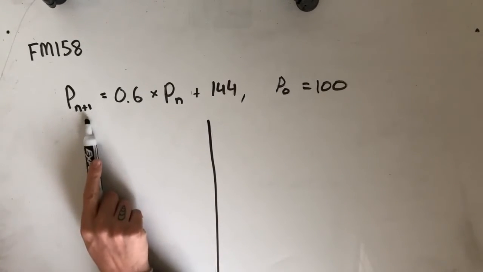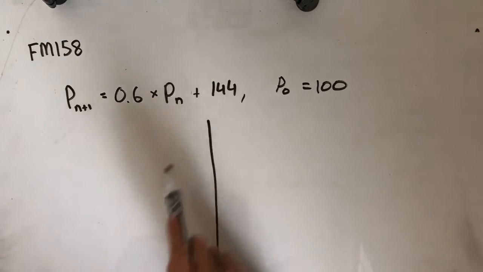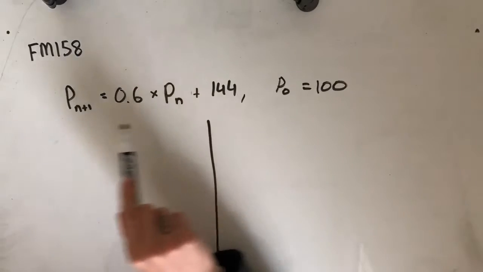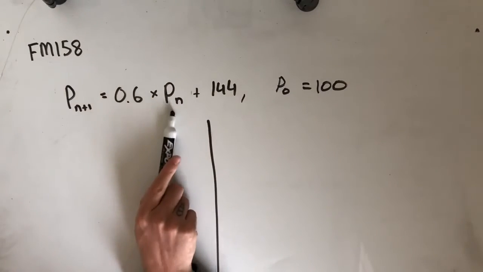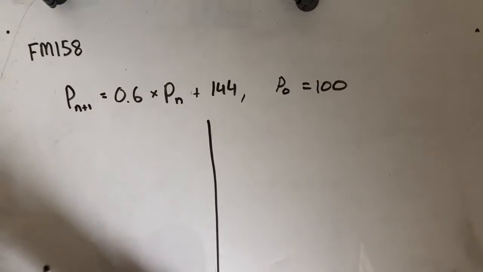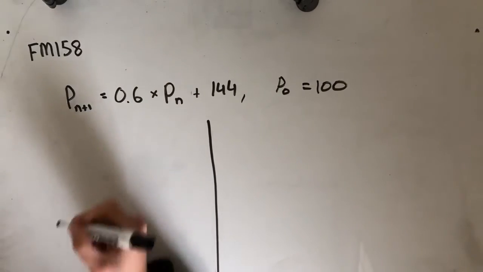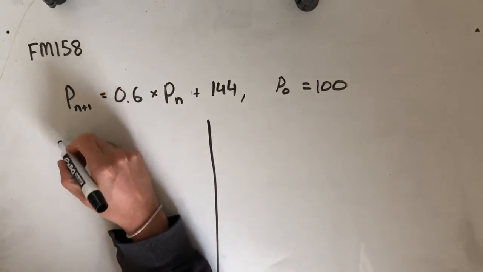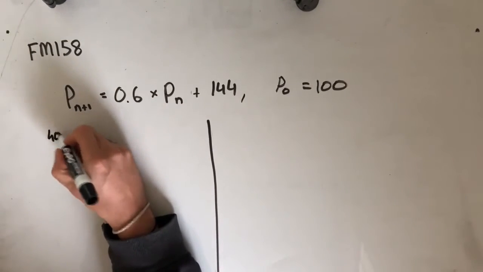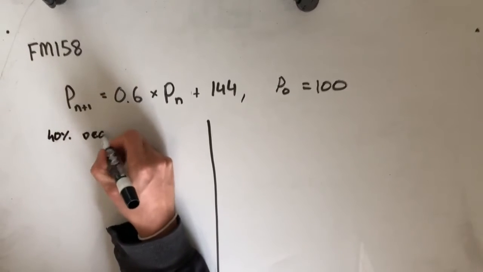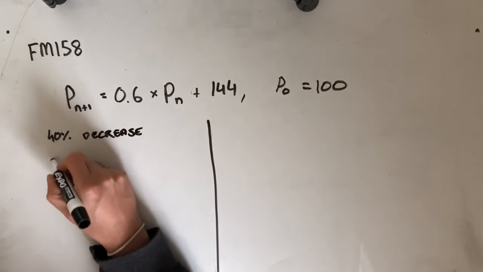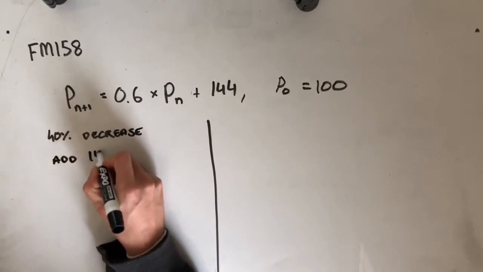Now, observing this recurrence relation here, we see that to get from one pay value to the next one, we must first find 60% of our previous pay value and then add 144 to it. So that means that we have a 40% decrease. If we're finding 60% of something, that's a 40% decrease, and then we add 144.